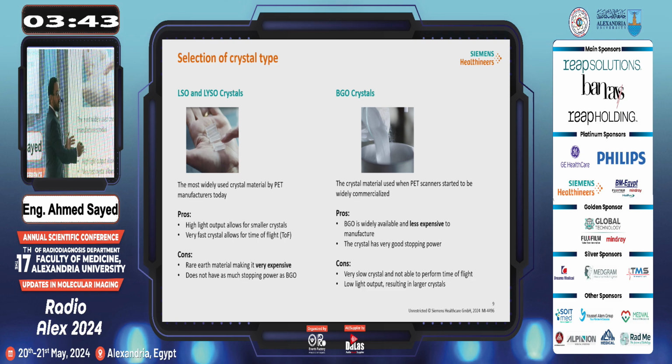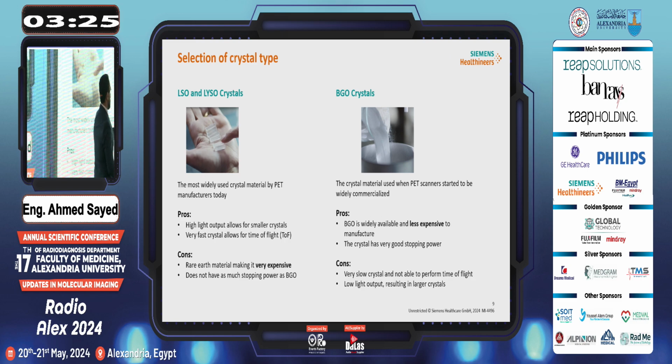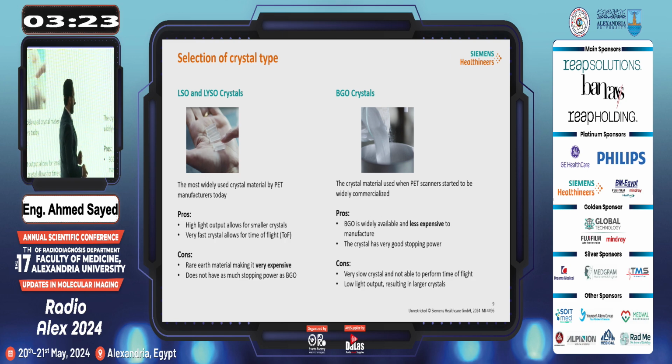But we have pros and cons for each crystal type. What are the pros of LSO? It's very fast, with high light output. But the cons are that it's very rare, so it's very expensive, and it has less stopping power compared to BGO. Regarding BGO pros, it's very cheap, so any BGO-based system will be much cheaper than LSO. The crystal has very good stopping power compared to LSO, but it's a very slow crystal.